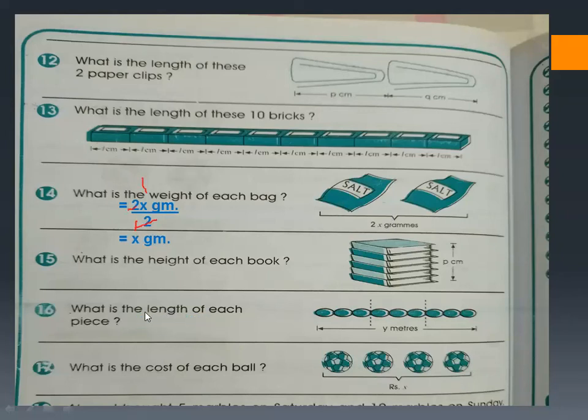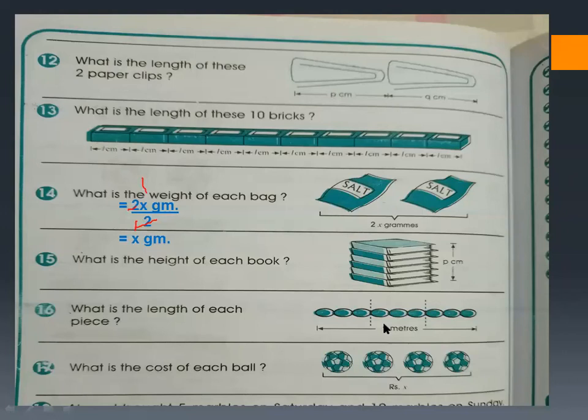Okay, the last is here. What is the length of each piece? Again, you have to find out the length of each. Each means single find out karna. So jahan kahin you have to find the term each, you will divide it. Here you have 3 pieces. Kitne pieces hai? Here you have 1, 2, and 3.